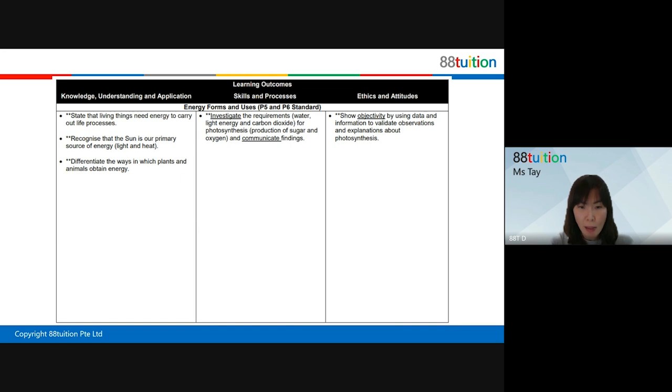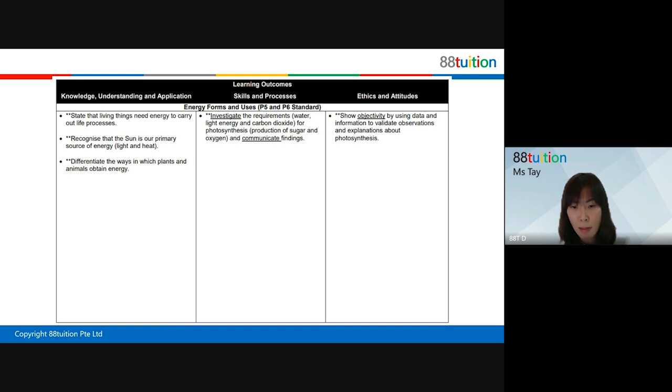Correct. So that is what I mean. By carrying out photosynthesis, plants make their own food. You eat chicken rice, you eat noodles for energy, right? Those are your food source. But do you think plants can eat chicken rice and noodles? No.